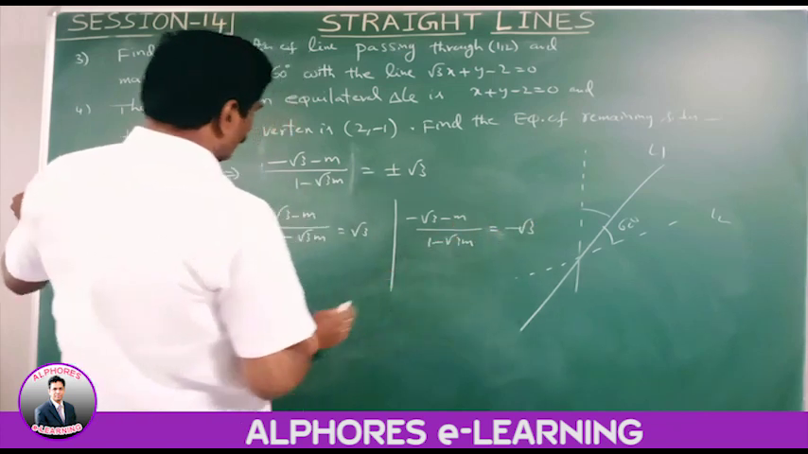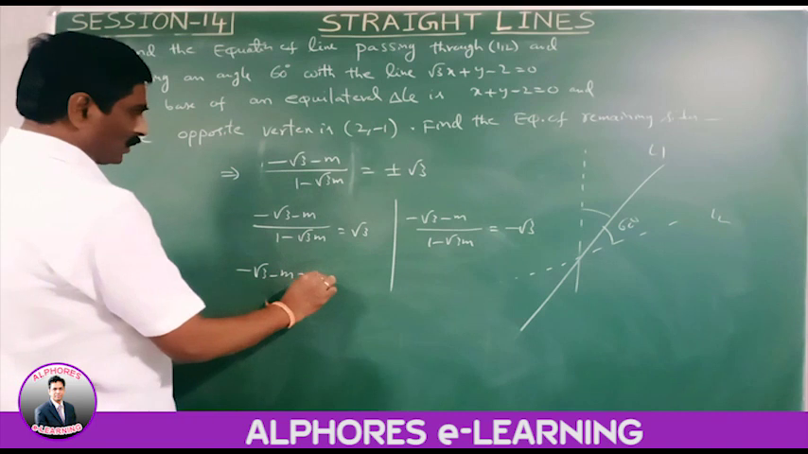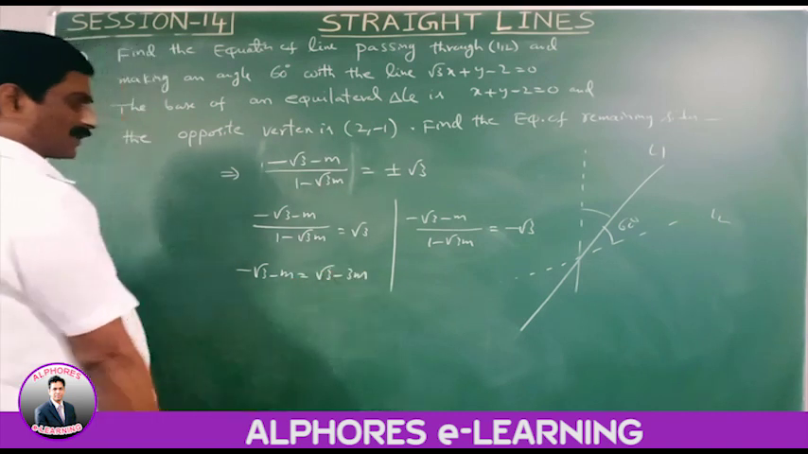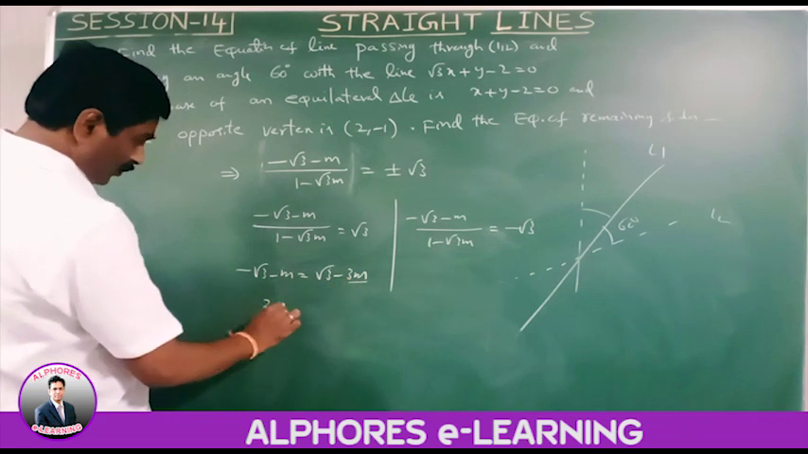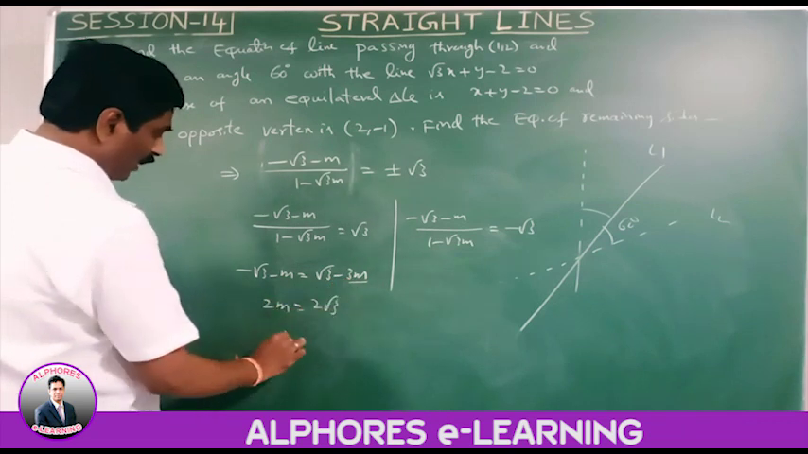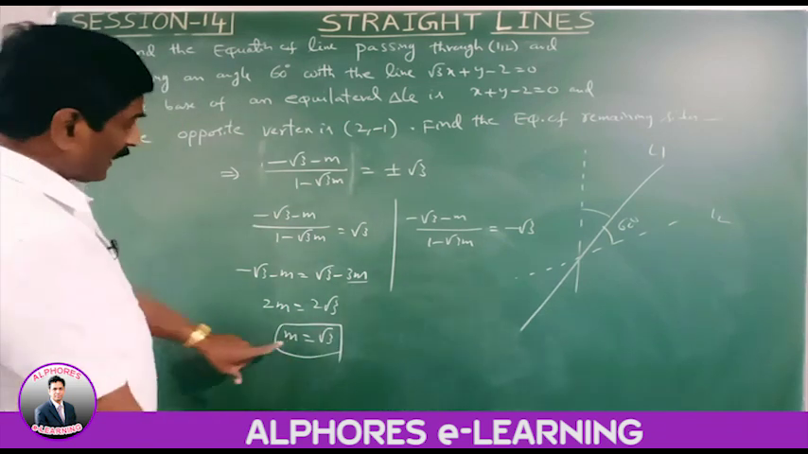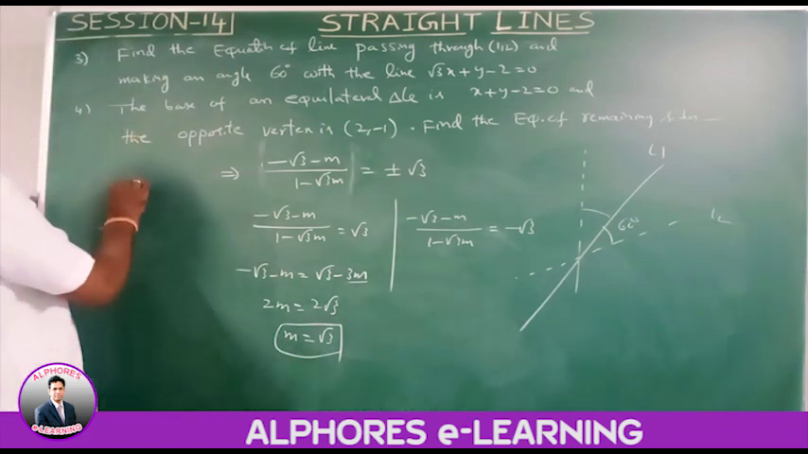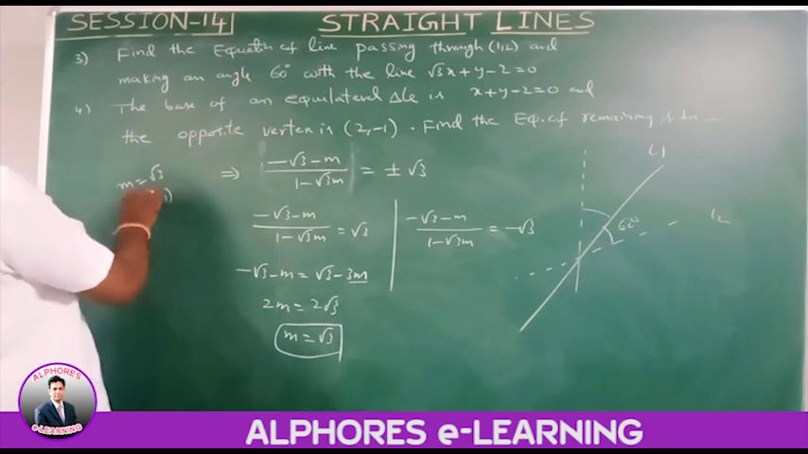After cross multiplication, minus root 3 minus m is equal to root 3 minus 3m. Move the 3m to the LHS side, 2m is equal to 2 root 3. What is the value of m? m is equal to root 3. In case 1, m is equal to root 3. Here m is root 3, and what is the point? Point P, x1 y1, is equal to 1 comma 2.